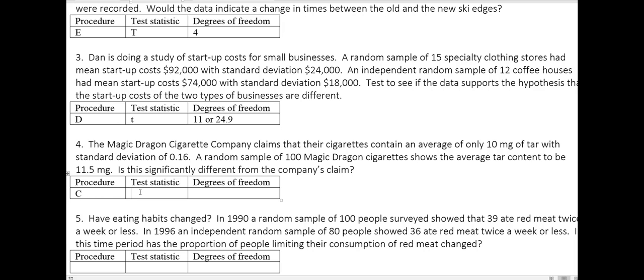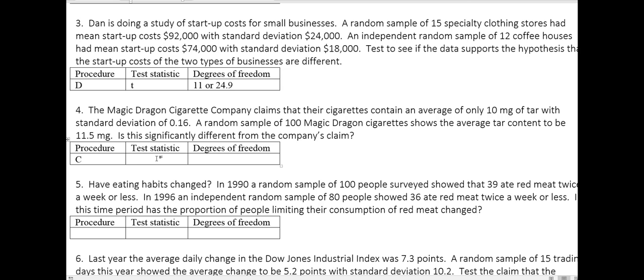Okay, now, is this a T or Z score? Go back to this very first sentence and think about what it says. This says that their population, their expectation for all of their cigarettes, is 10 milligrams with the standard deviation of 0.16. So is that 0.16 related to the population itself, or is it related to the sample? If you read on, they said that in the sample of 100, they have a mean of this, and they don't actually mention a standard deviation.